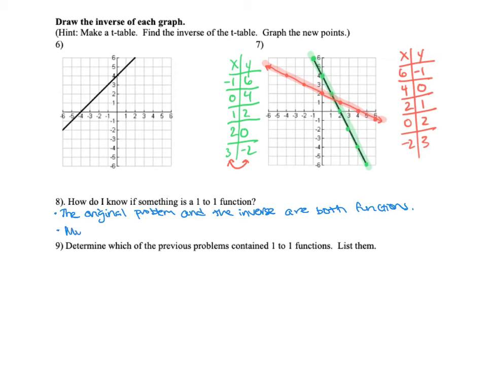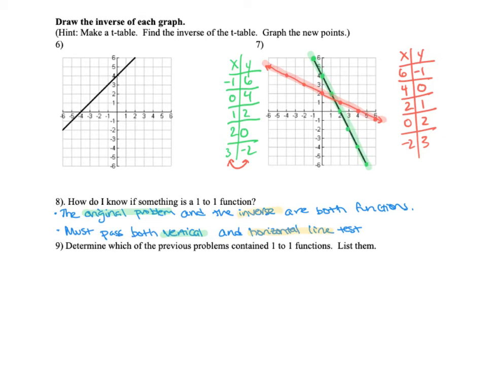So it must pass both the vertical and horizontal line test. So we use, let's see, where's my highlighter? There we go. We use the vertical line test when dealing with the original problem. We've practiced that quite a bit. But we're going to use the horizontal line test to figure out if the inverse is a function.